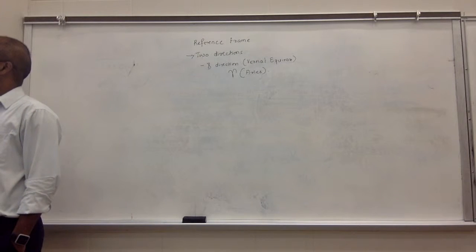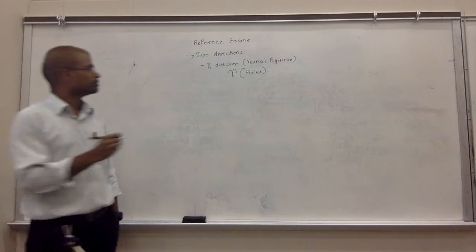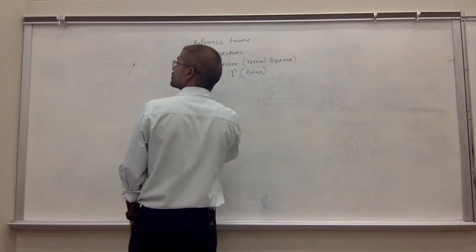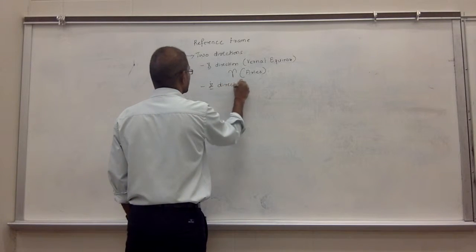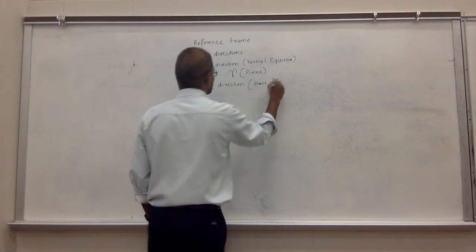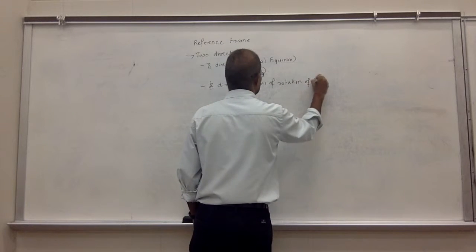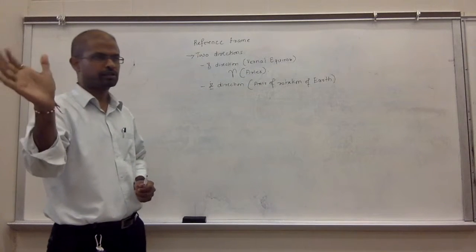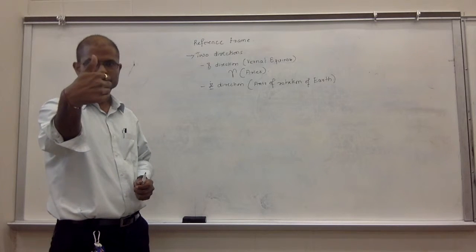Now we have defined this x as this direction. Now we define the z direction as well. Okay? Z direction is simply the axis of rotation of Earth. And this is always the same axis of rotation in the right-handed sense. Okay, this is the axis of rotation if Earth is rotating in this.